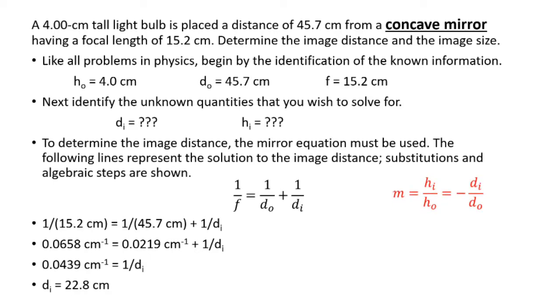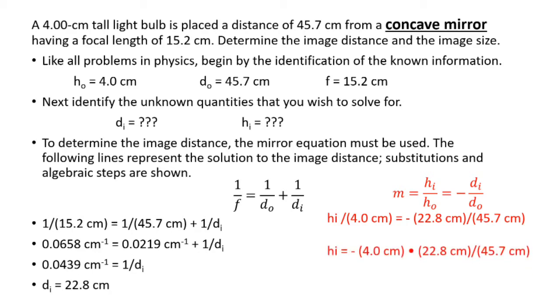So now let's find the image height using the magnification. Since we found DI, we can easily get magnification by doing DI over DO. So we're going to have the image height over 4 is equal to negative DI over DO. Multiply both sides by 4 to get image height by itself, and we put that all in the calculator. We get negative 1.99 centimeters, which means it's inverted, which makes sense because we just found out that it's real.